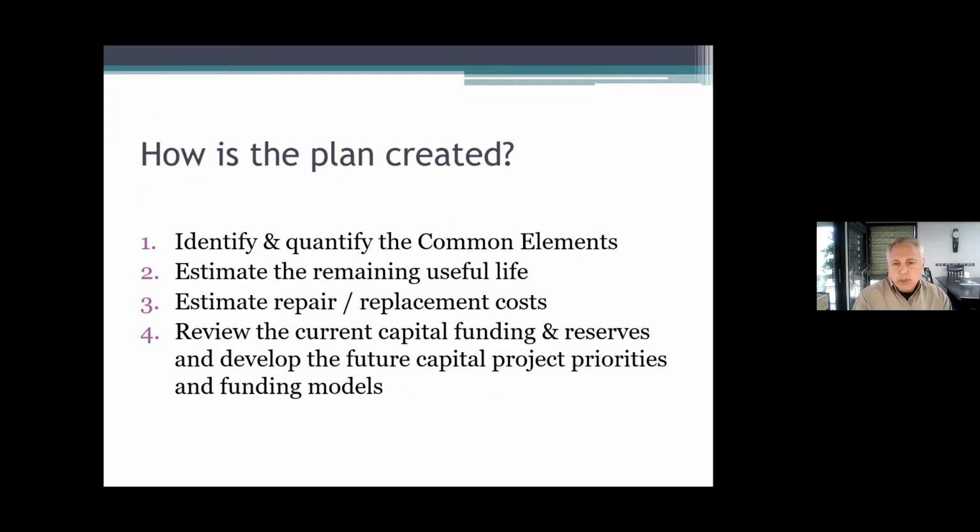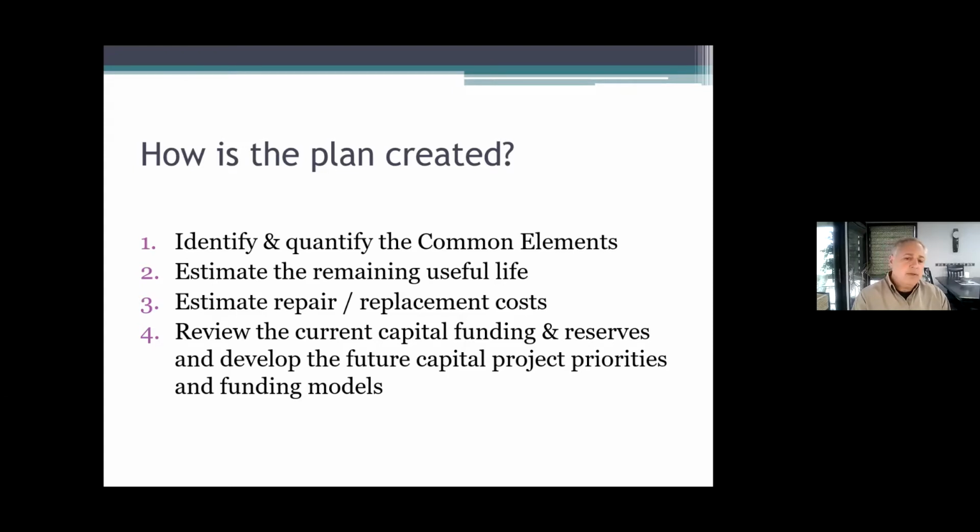All right, so the how is all this done? Well, there's a few steps involved. Number one is identifying the common elements. What is the association responsible for? What are their quantities? We look at their estimated remaining useful life, which means what condition are they in? When's the last time they were replaced? How long do these elements normally last? And that gets estimated a little more finely in terms of replacement costs.